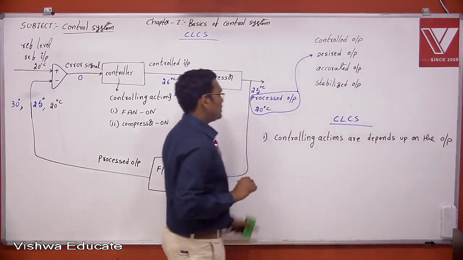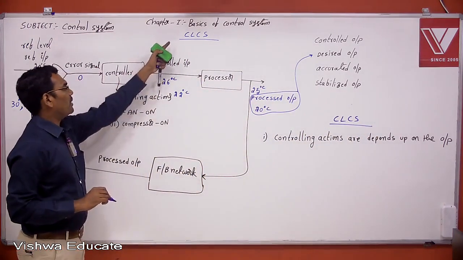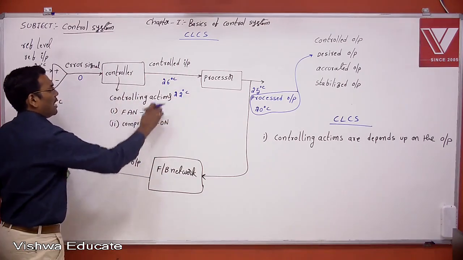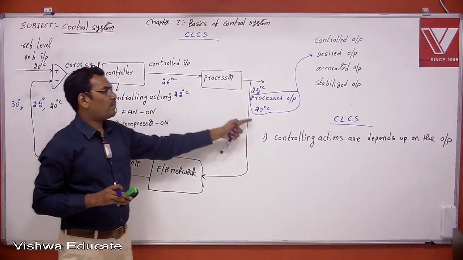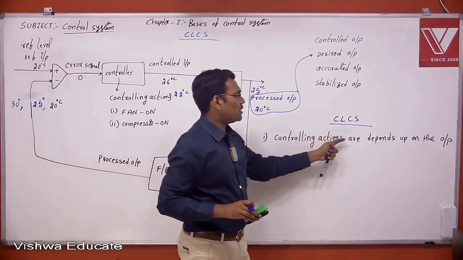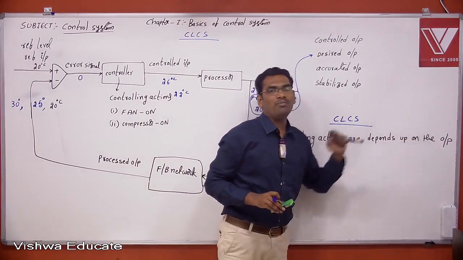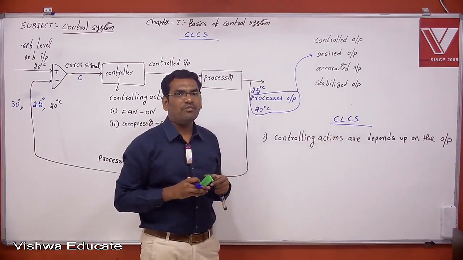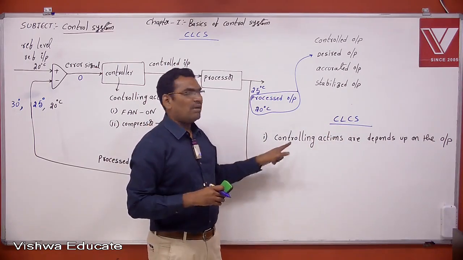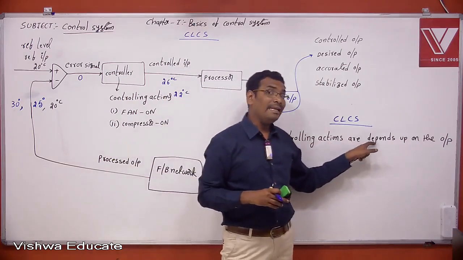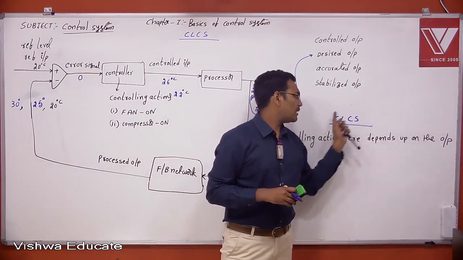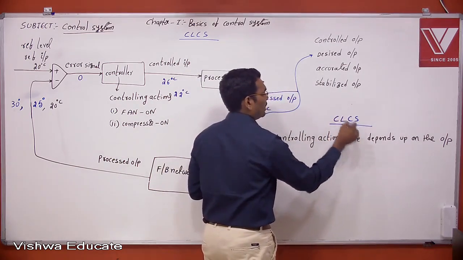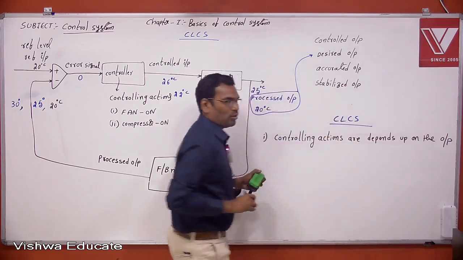Now see here, this is a closed loop control system where these controlling actions completely depend upon the output. The controlling actions completely depend upon the output, then that control system is called a closed loop control system. In the previous session, what we did was the open loop control system, where controlling actions are independent of the output, then that control system is called an open loop control system. If it is independent, this is open loop. If it is dependent, this is closed loop. Am I right or not?